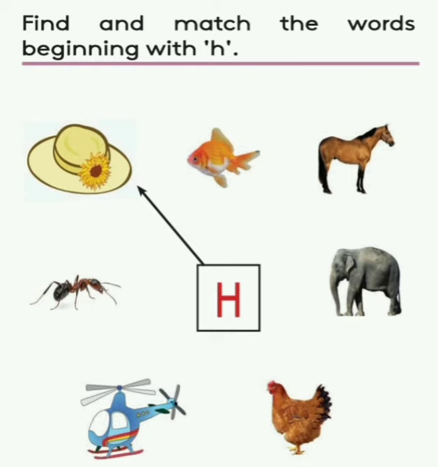Right. The final reading: hat, fish, horse, elephant, hen, helicopter, ant. Okay, children, I'm done with my third reading. So I hope you have listened to me carefully, and now you might be able to find out the words starting with letter H. So right, let's move on to the next activity.